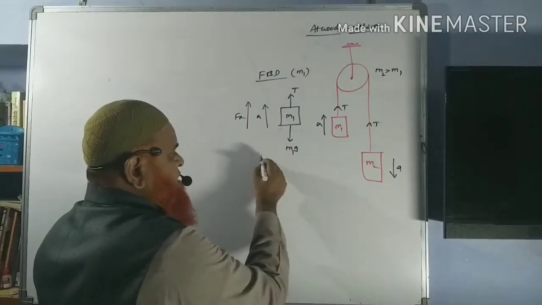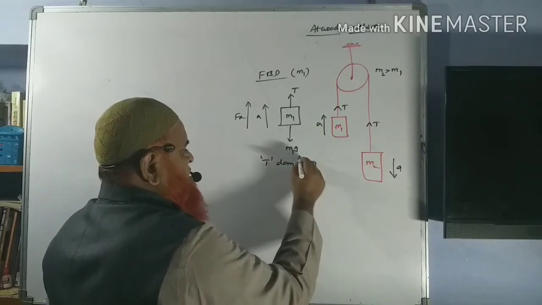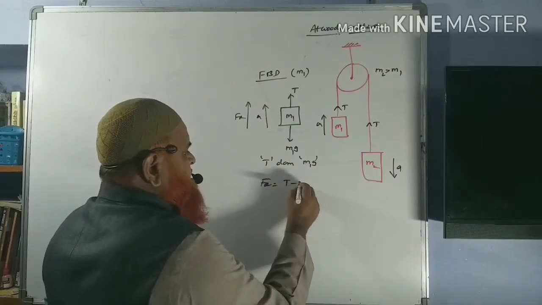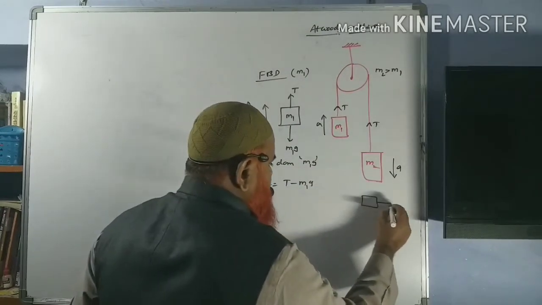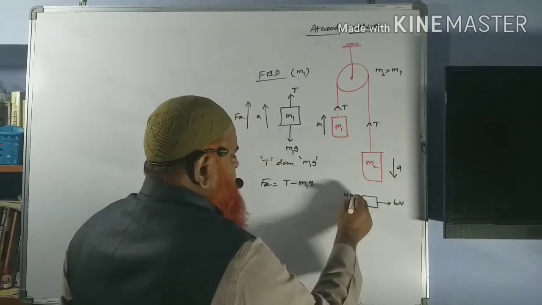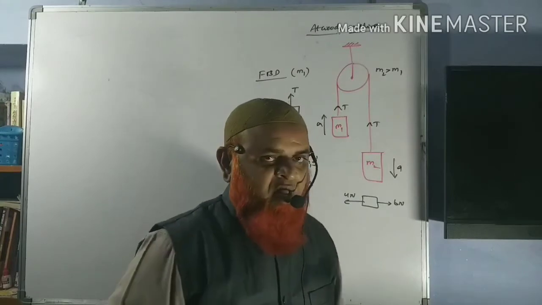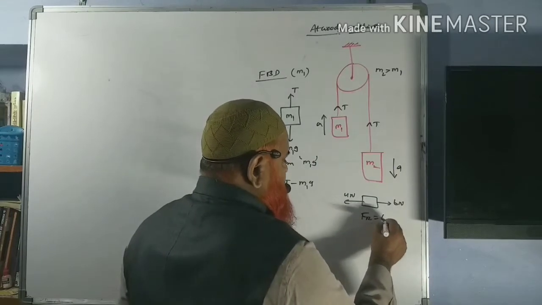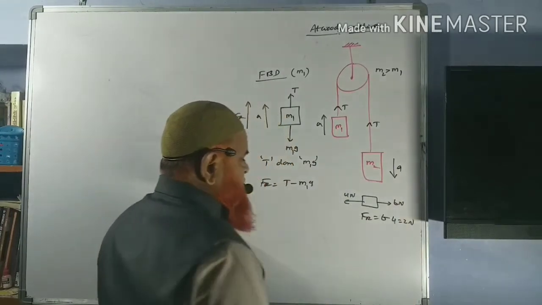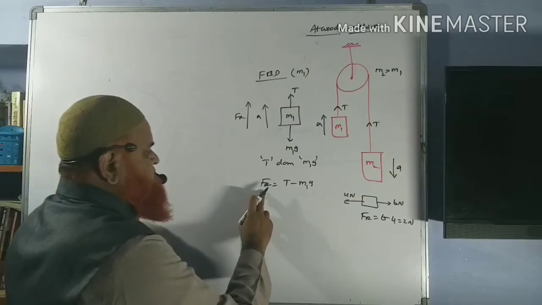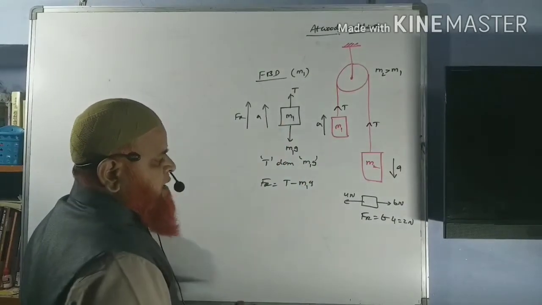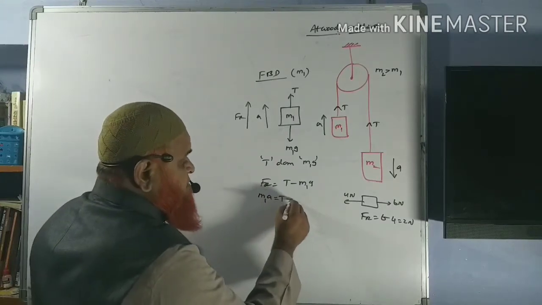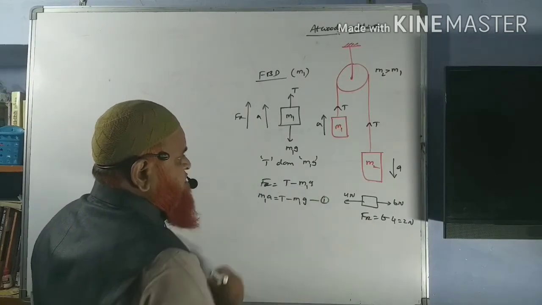T dominates m1g. When one force is dominating the other, the resultant force is going to be T minus m1g. Why is it so? I told you one example already. Here 6 newtons are acting, here 4 newtons are acting. If two forces are acting on a body, the body moves towards the dominating force. Therefore, the resultant force will become 6 minus 4, that is 2 newtons. So the resultant force is T minus m1g. According to Newton's second law, you can write m1 into a is equal to T minus m1 into g. This is equation number 1.